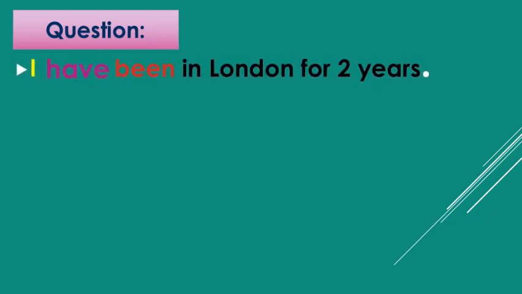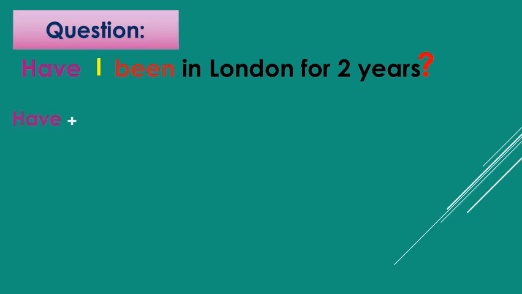Okay guys, now let's move to the question form, حالة السؤال. So here we have the affirmative form. Here we have an example about the affirmative form. I have been in London for 2 years. إذن هنا لدينا مثال على الحالة المثبتة. Okay, so here we just swap the auxiliary verb and the subject. إذن هنا نبدل بين الفعل المساعد والفاعل. So it becomes have I, and here we add at the end of the sentence a question mark, ونضيف علامة سؤال.